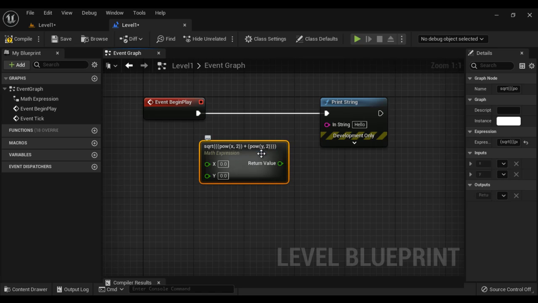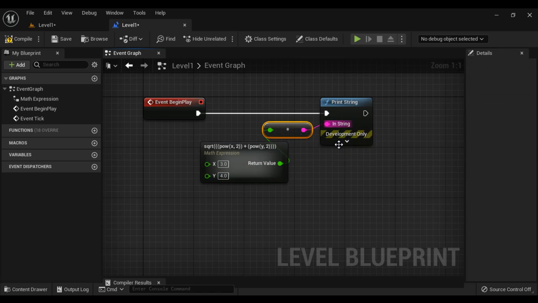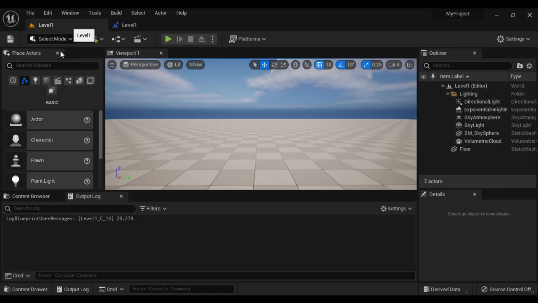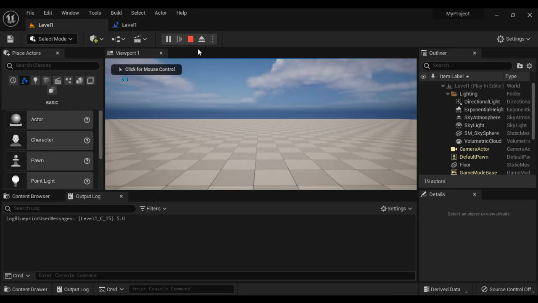I hit enter. You can see that it has rewritten the math expression for us, and here we can give the x value and y value. I give the x value 3 and y value I give 4. So here x square, y square, 3 square, 4 square. 3 square is 9, 4 square is 16. So 9 plus 16 is 25. Square root of 25 is 5, guys. So definitely if I compile, save, come to level 1 and play, you see we got 5, guys.